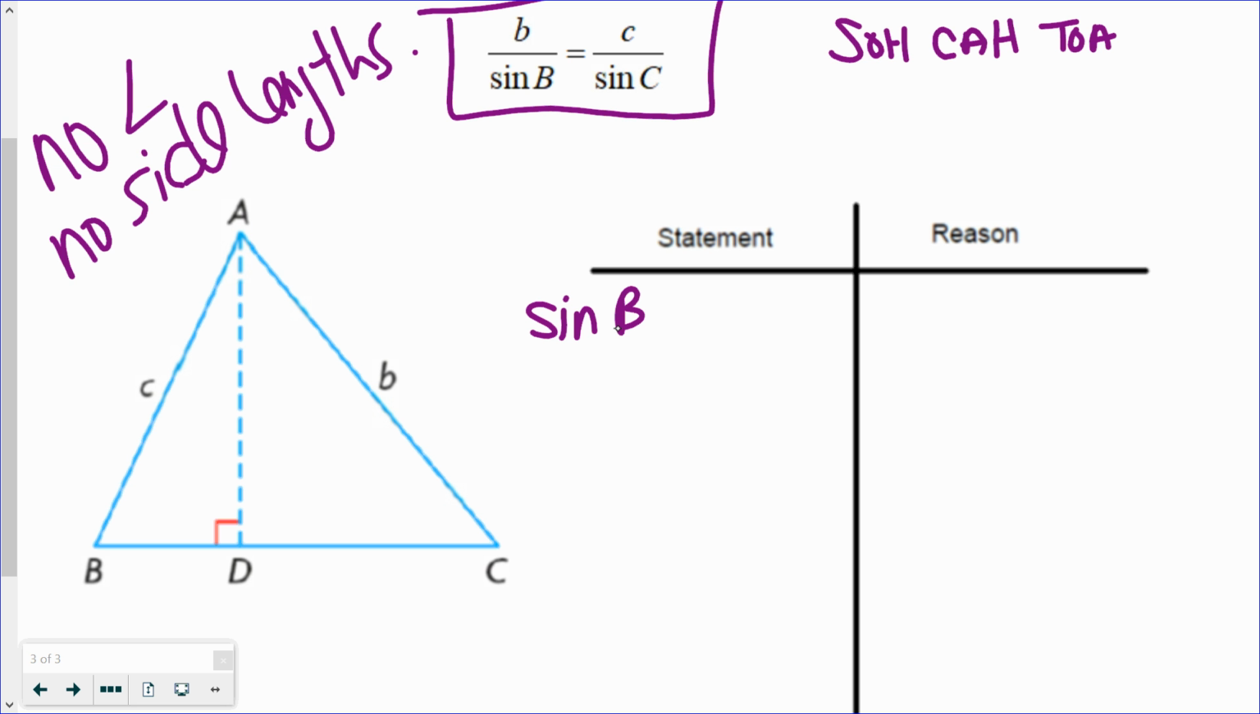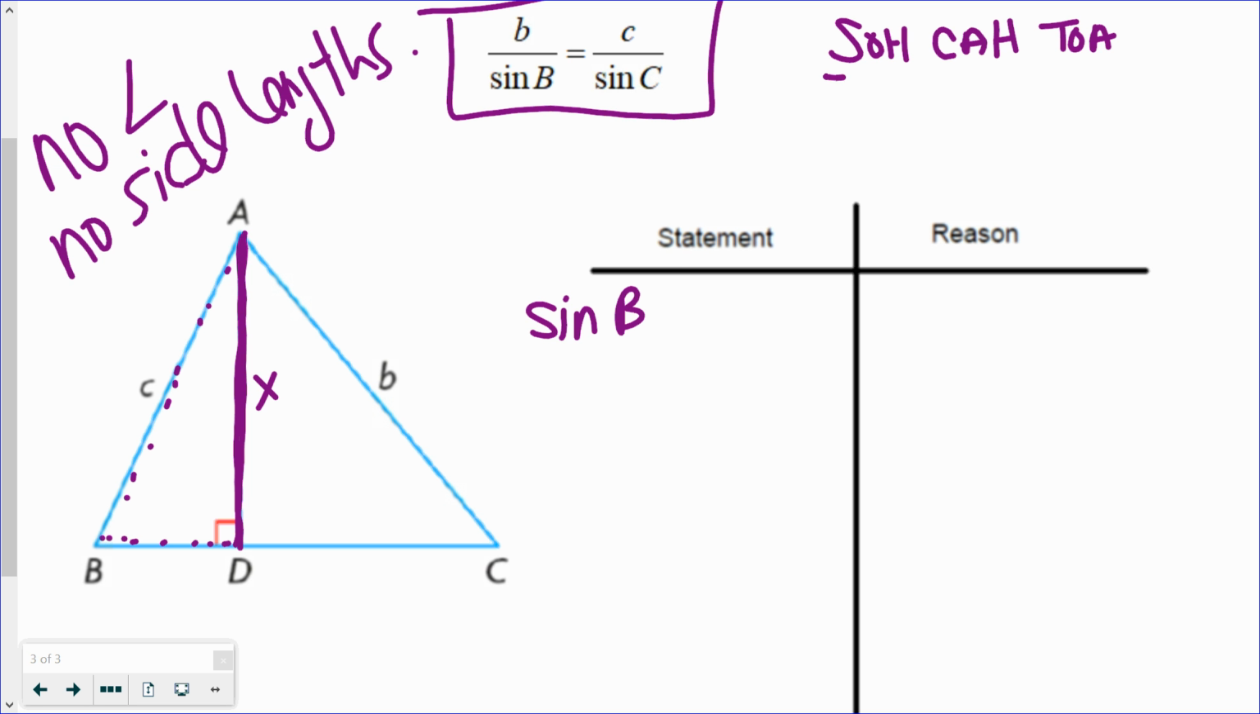Oh, sorry, I meant to label on this triangle. This length, I'm going to call it side length X. I can't really call it side length B because I've already labeled this side length B, and I can't really call it side length C, so I'm just going to call it X. So if we're looking at this little triangle, I could look at my ratios to find whatever that angle B is.